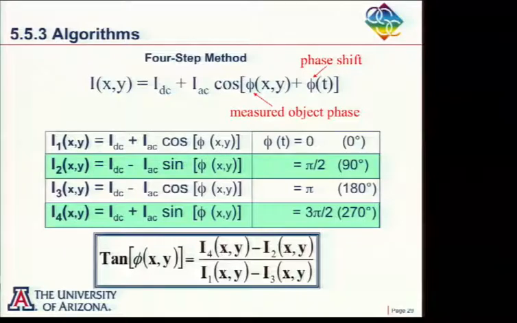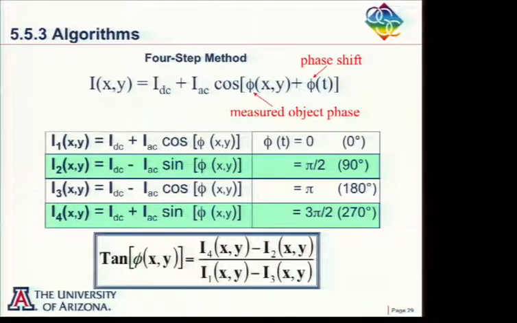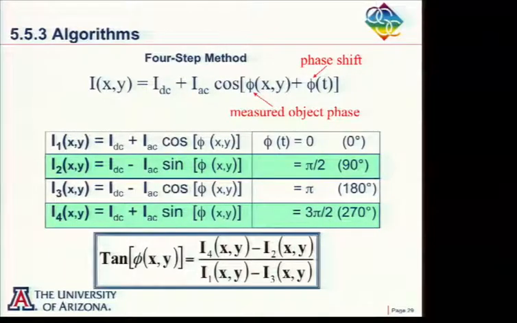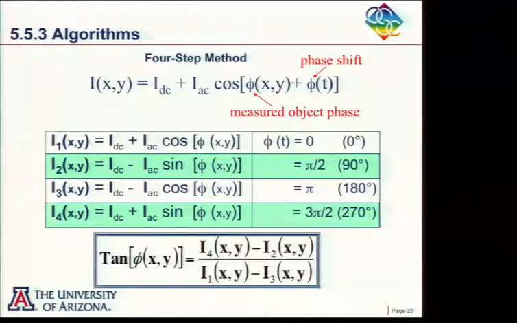But another maybe 15 years later, personal computers became available, solid-state detectors became available, and it became very useful. And nowadays, essentially all interferometers used in optical testing work along something like this. It may not be 4 steps, it may be 6 steps or 8 steps or something like that, but it's all the same basic idea. This has just turned out to be such a good way of getting interferogram data into the computer.